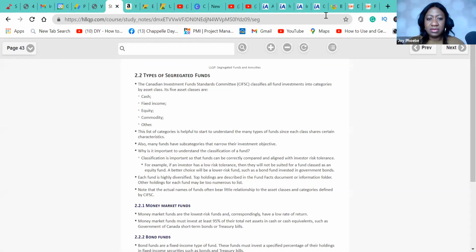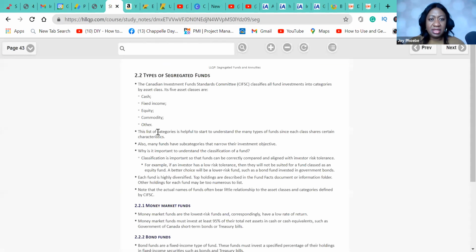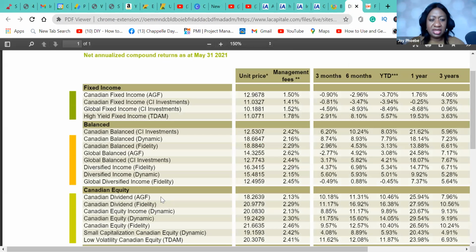Then next you have equity, commodity, and other. When you move down here, you start seeing equity. I don't think there's commodity in this one. There are some funds that have commodities and all that. I thought to just jump there and quickly show you guys.